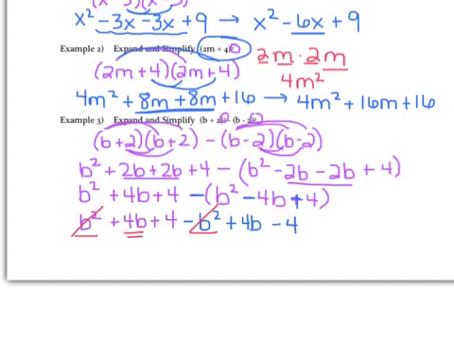I have a 4B and a 4B, which makes 8B. And then I have a positive 4 and a negative 4, which also cancel. So all of that work, and your final answer comes down to be just 8B. I'm going to pause there for just a second to let you catch up on writing if you're still trying to catch up.